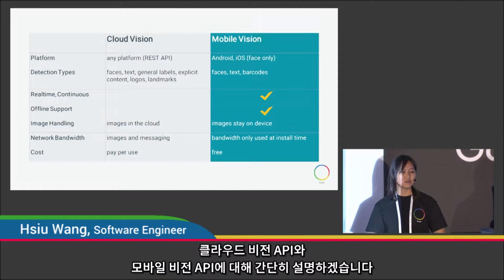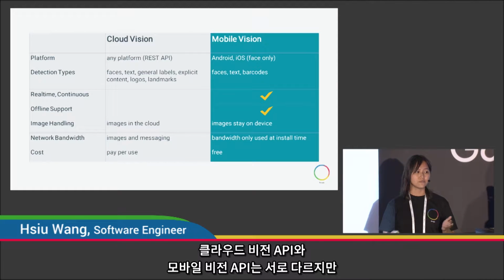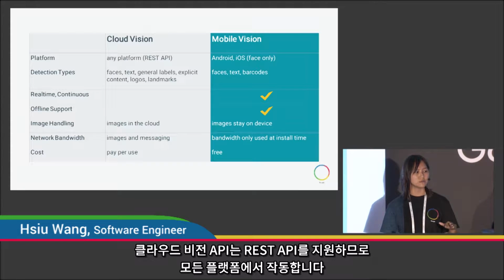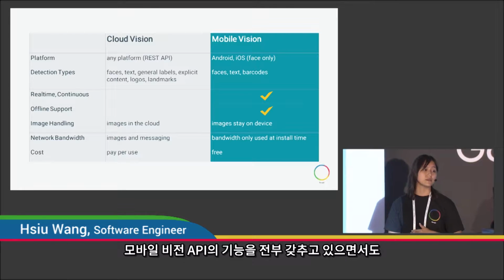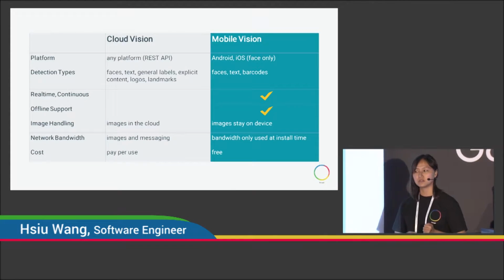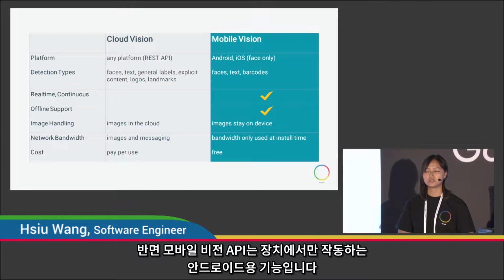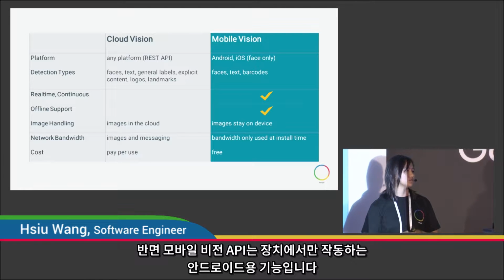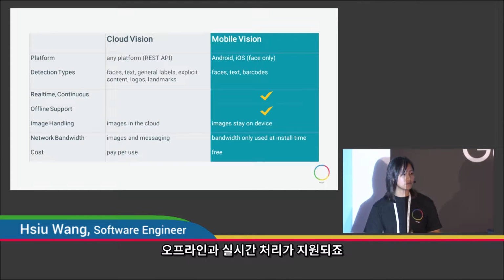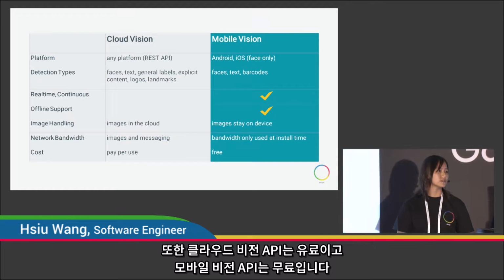Before I dive into details, I want to talk a little bit about the Cloud Vision API and the Mobile Vision API. The Cloud Vision API and Mobile Vision API are 2 different but complementary APIs provided by Google. The Cloud Vision API is a RESTful API, so it supports all platforms. In addition to all the capability of Mobile Vision API, it also provides additional detection functionality, such as landmark detection, like detecting the Eiffel Tower from a picture, as well as logo detection. So you can detect Coca-Cola and other labels. In comparison, Mobile Vision API is a specialized, on-device only capability for Android. There are some advantages to running on-device detections, such as it supports offline, and it also supports real-time processing. Additionally, Cloud Vision API is pay-per-use, and the Mobile Vision API is free.